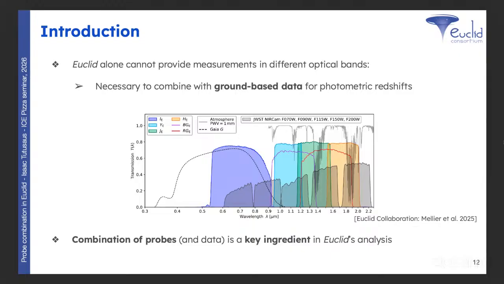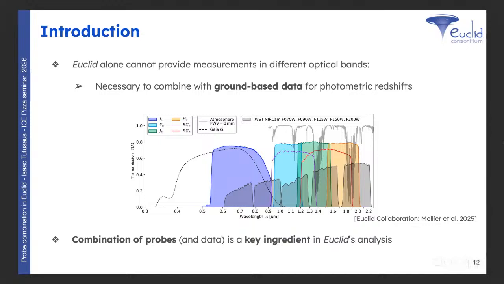The question is how we determine the redshift if we are lacking information in the visible range. Euclid cannot provide measurements in different bands here. And if we don't have those measurements, it's essentially impossible to determine or estimate the redshift of the galaxy. So we have spectroscopy here, but that's just for a subset of galaxies. Now, for all the other galaxies, we do not have information here.